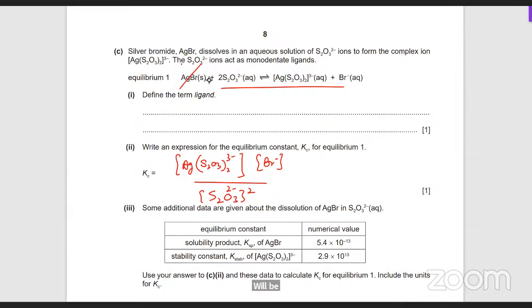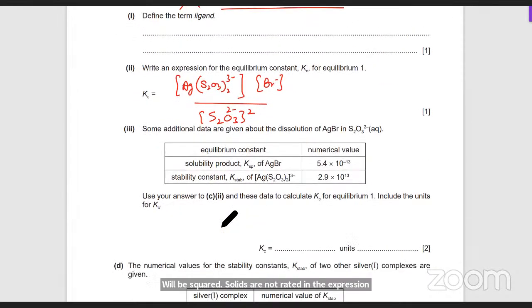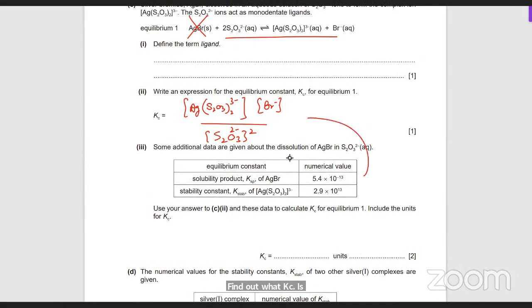Solids are not written in the expression. So that's your Kc expression. Some additional data given about the dissolution of AgBr in S2O3. So the solubility product is given, the stability constant is given. Use your answer and these data to calculate Kc for equilibrium number 1. तो उससे क्या इन दोनों को use करके ना find out what Kc is. Okay, इसको use करके you have to find out this thing. So basically you have to somehow come up with this expression and find the answer to this.